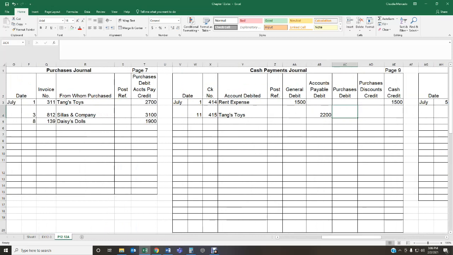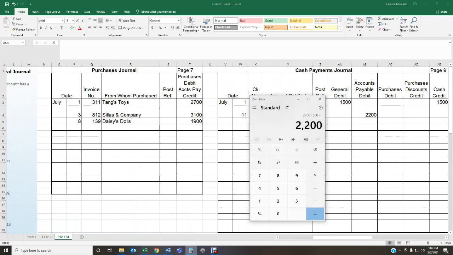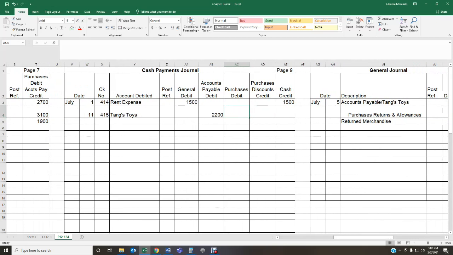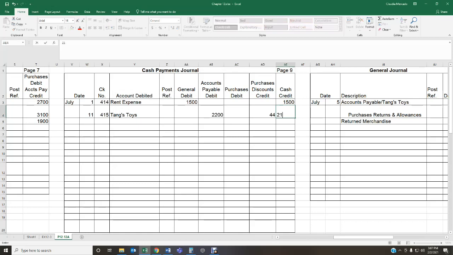Now, we also had that if we pay within 10 days, which we did, we're going to get a 2% discount. So I'm going to get my calculator. I'm going to get my 2,200 times my 2% discount, and that's going to give us a $44 discount. I'm going to credit my purchases discounts for $44. So how much cash am I going to pay? Well, I owe $2,200, but then I got a purchase discount of $44. So that means I'm going to pay cash of $2,156.